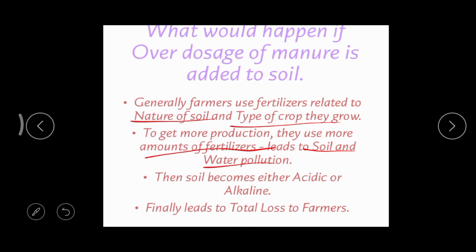Okay, and because of these chemicals, over addition of chemicals, the soil will become either acidic or alkaline. Alkaline means what? Basic. Okay, so that the soil becomes useless. And finally what happens? There will be total loss to the farmer. Okay, that means if we go for a greedy nature, we get nothing. That's why we always have to use the correct dosage of manure, not more than that or not less than that. Got it? Yeah.